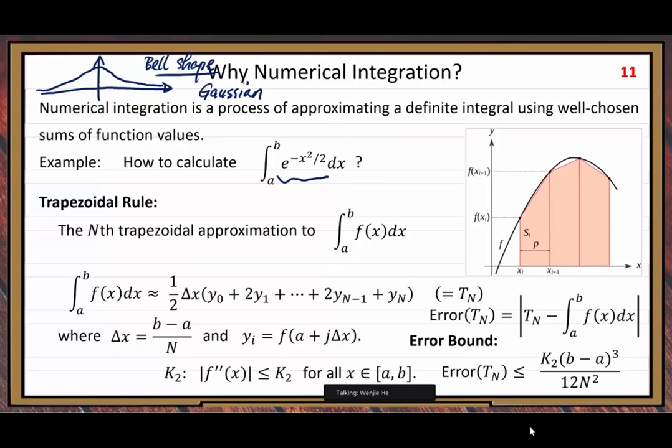Then the numerator is just a constant number. The denominator depends on the number capital N. The larger that capital N, the smaller the error. Now, with this inequality, you can control the precision of your approximation.